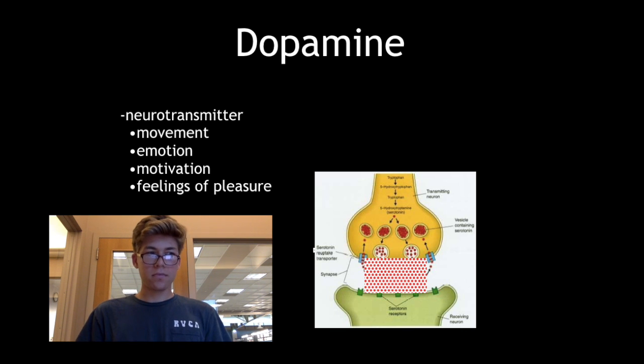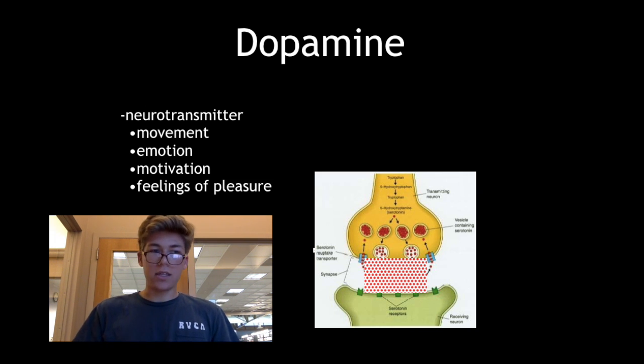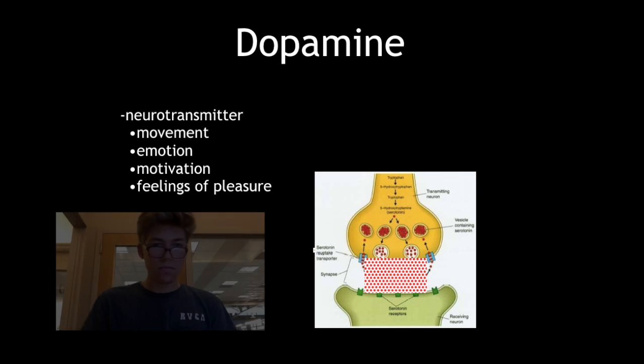So heroin, like most drugs of abuse, directly or indirectly targets the brain's reward system by flooding the circuit with dopamine. Now, dopamine, you'll be familiar with that if you've seen some of my old videos, is a neurotransmitter present in regions of the brain that regulate movement, emotion, motivation, and feelings of pleasure.